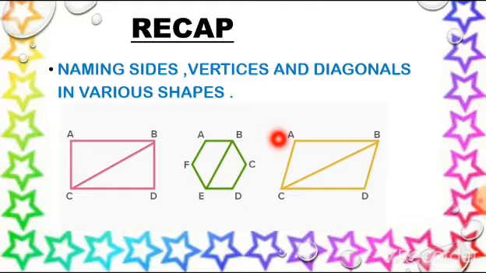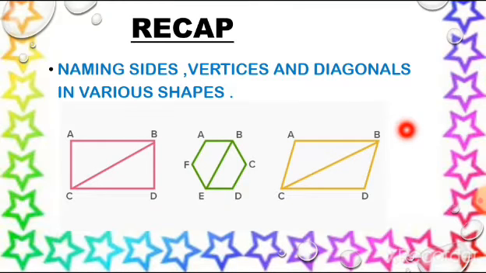Yes, here AB, comma, BD, comma, DC, comma, CA. These are the sides of this shape. Now, which are the vertices? Vertex A, comma, B, comma, D, comma, C. Okay, and the diagonal is, yes, BC or CB. This is the diagonal given in this picture. Got it, children? I hope it's all clear for you.